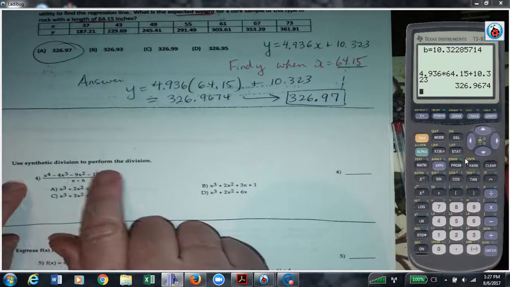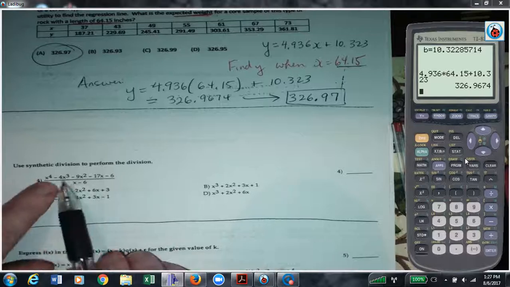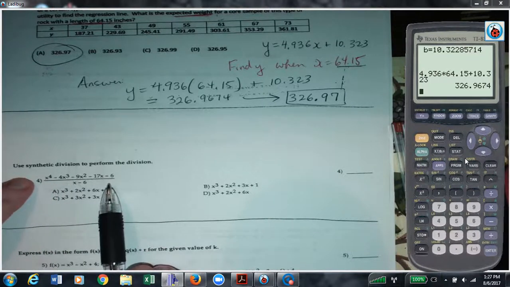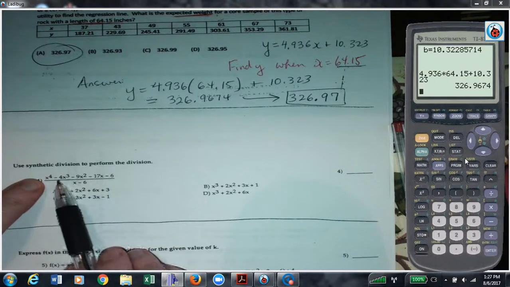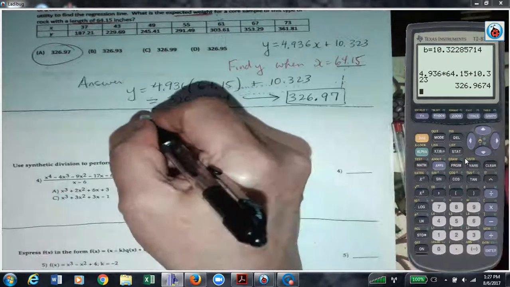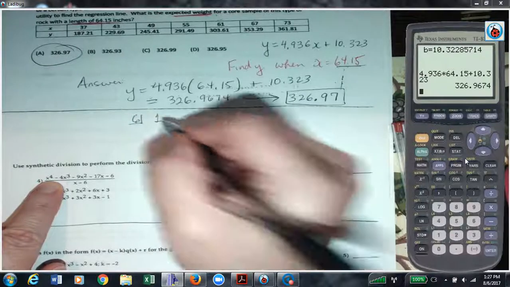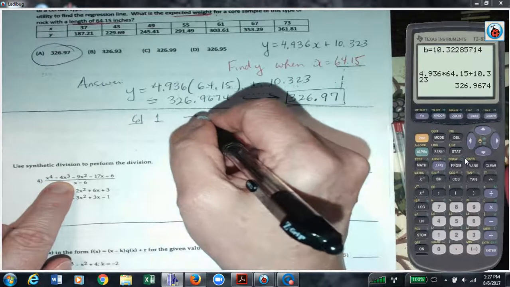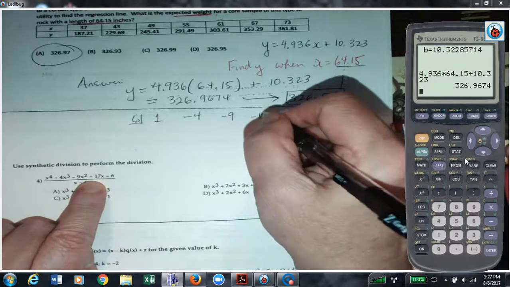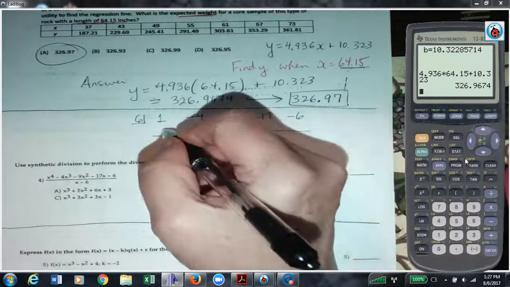All right, number 4, use synthetic division to perform this division. I have this rational expression here. So I want the polynomial on the top divided by x minus 6. It's x minus the number in the box. And here I have 1 times x to the 4th, minus 4 times x cubed, minus 9 times x squared, minus 17 times x minus 6. And all the powers of x are accounted for.